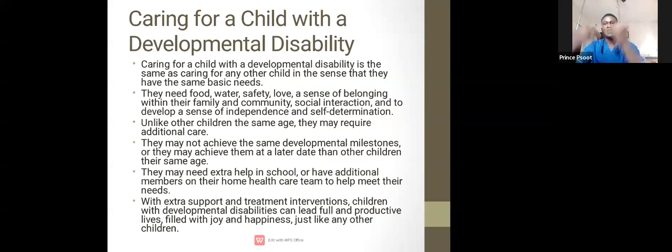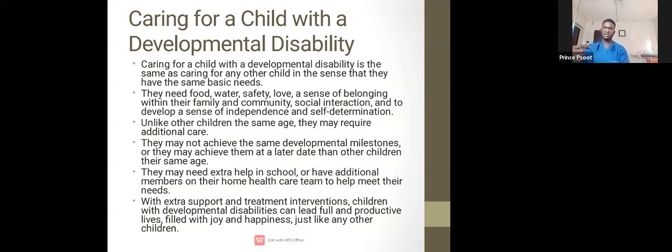Caring for a child with a developmental disability is the same as caring for any other child in the sense that they have the same basic needs. Every human has basic needs. The difference between those that are developmentally disabled is that they can't perform certain tasks for themselves.